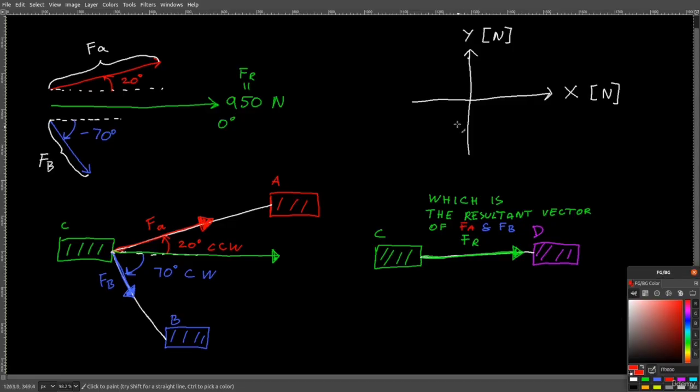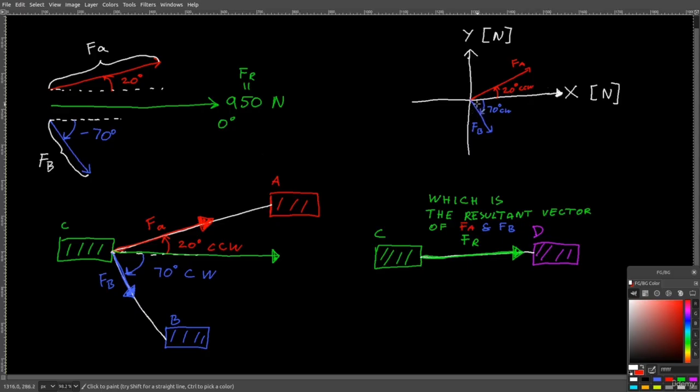And so what I will do now, I will take this Fa vector, I'm going to put its tail where the origin is, and so I'm going to draw this vector here. Of course, it's 20 degrees counterclockwise, and then I'm going to do the same thing with vector Fb, and here you have 70 degrees clockwise. The tail of the vector is in the origin, and then for the purposes of adding vectors, you can shift them around as much as needed.